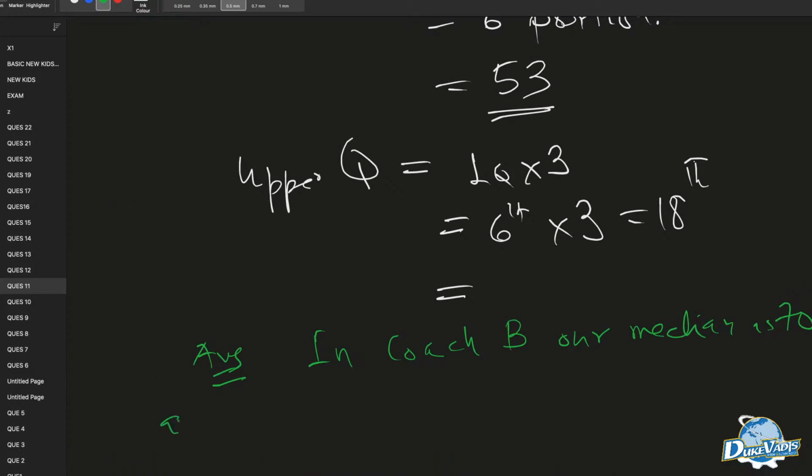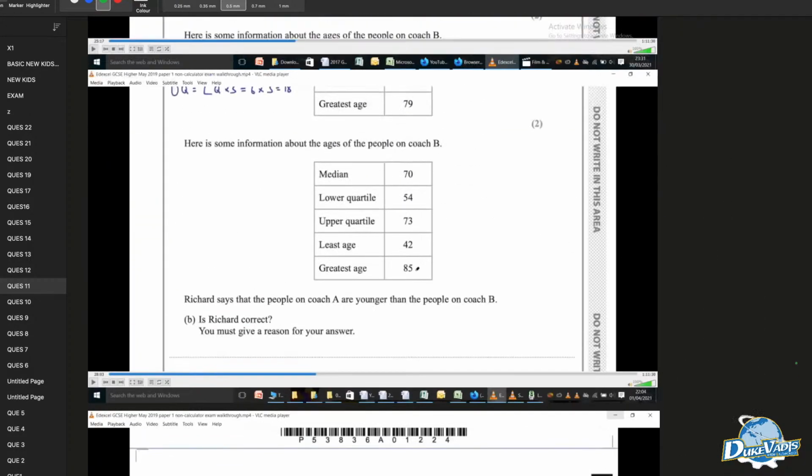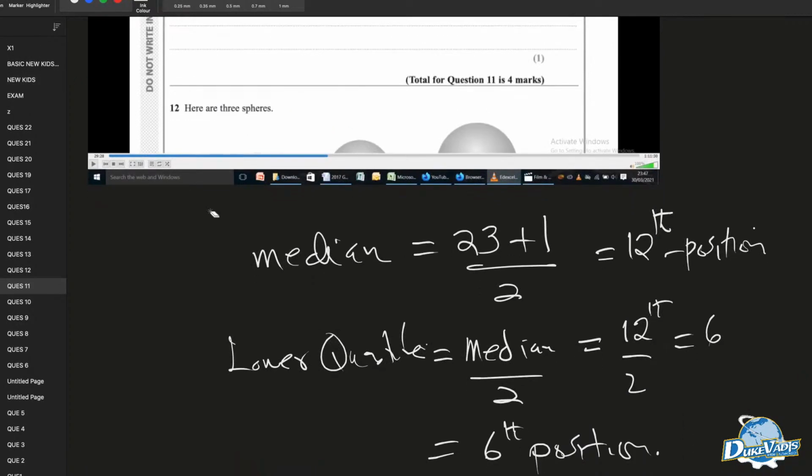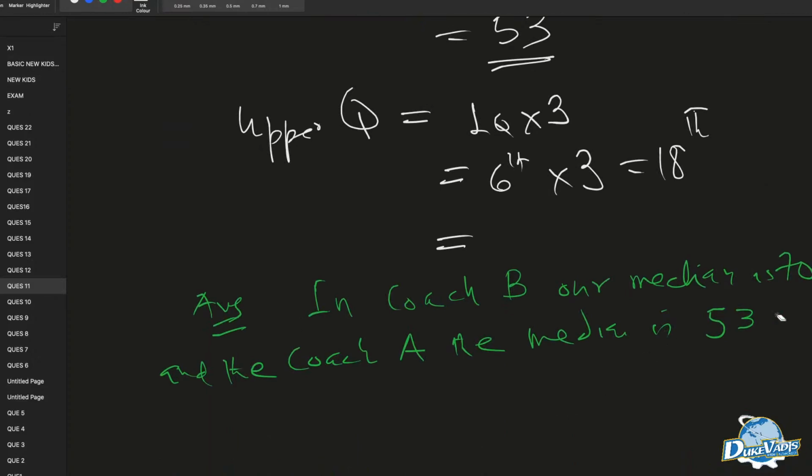So in Coach B, our median is 70, and in Coach A, the median was 59. So we are using the median to analyze. Yes, it's 59. Now, yes, I will agree with him on this basis. So I will agree.